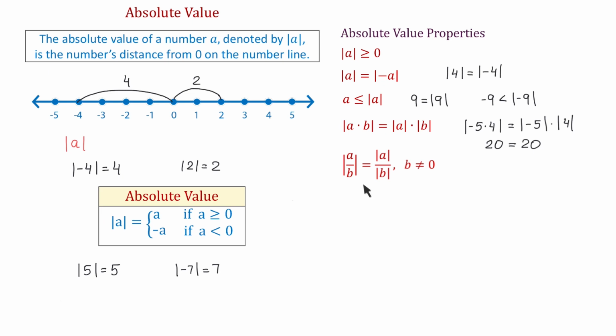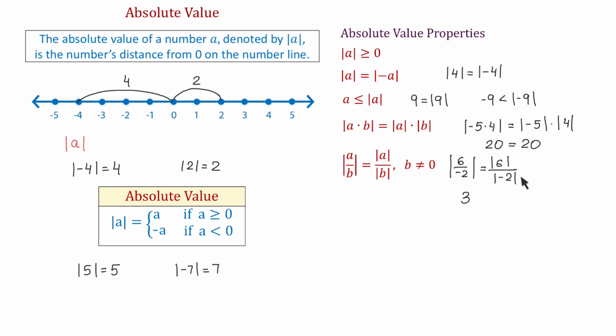The next property is the absolute value of a over b equals the absolute value of a over the absolute value of b, provided that b is not equal to 0. For example, the absolute value of 6 over -2 equals the absolute value of 6 over the absolute value of -2. On the left side, 6 divided by -2 is -3, and the absolute value of -3 is +3. On the right side, the absolute value of 6 is 6, the absolute value of -2 is 2, and 6 divided by 2 is also 3.